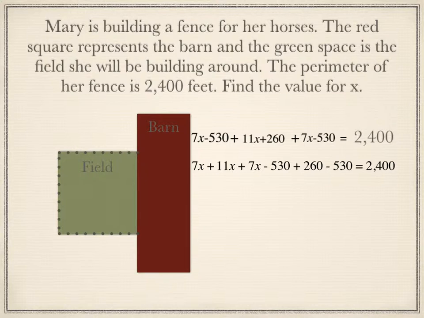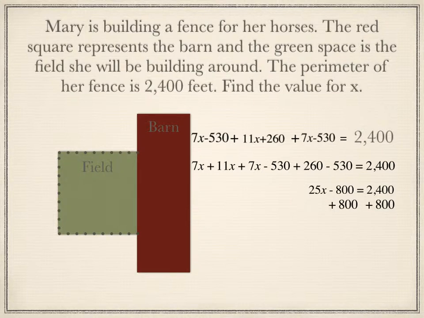So we have 7x plus 11x plus 7x, and then we're going to add negative 530 plus 260 minus 530. And when we do that, we get 25x minus 800 is equal to 2,040. Then from here, we want to go ahead and solve for x on that left-hand side. So in order to do that, we first have to get rid of the 800, and the opposite of subtracting 800 is going to be adding 800.